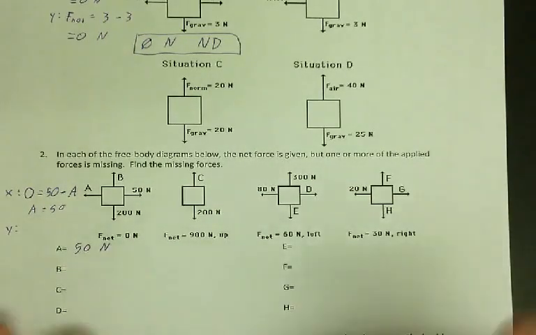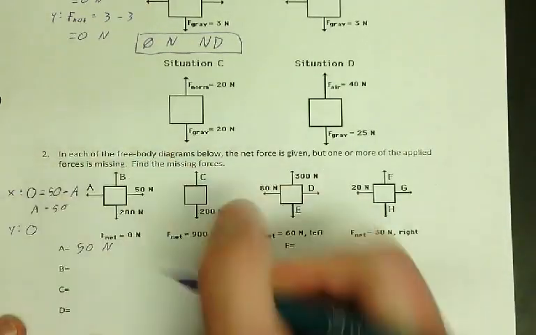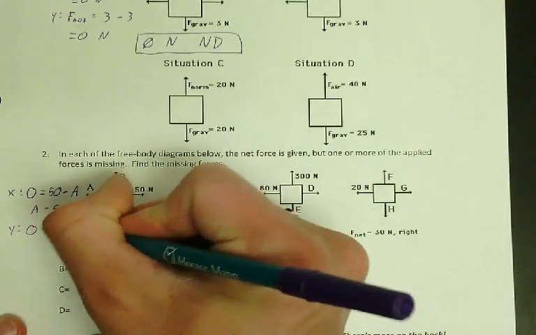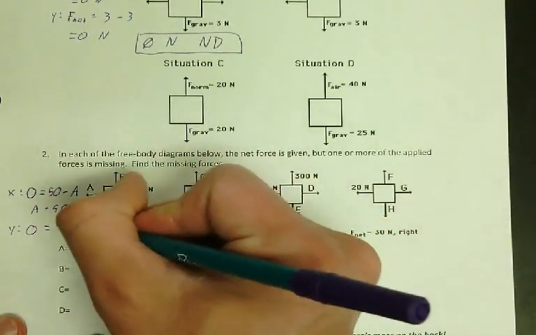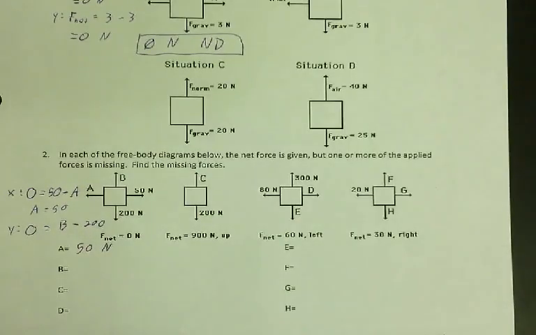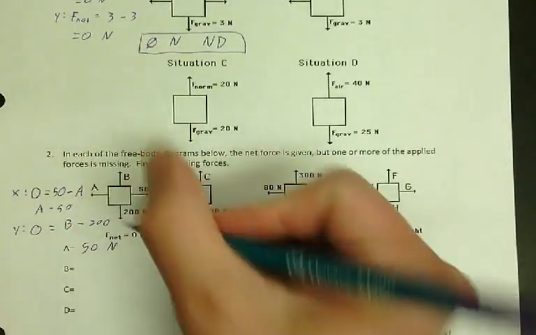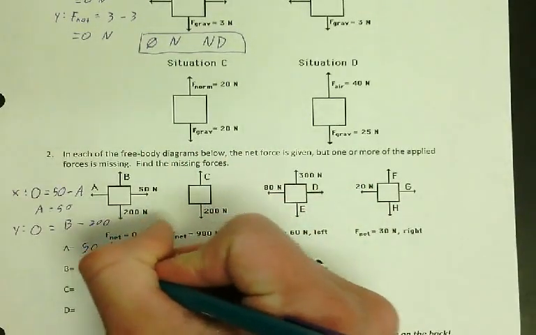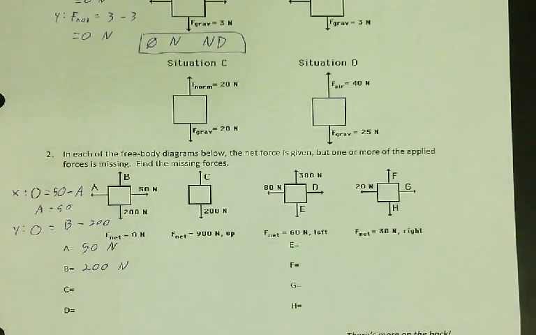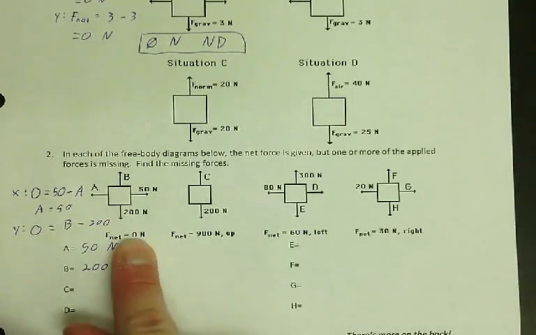Okay, Y direction, same thing. 0 is the net force, equals up, which is B, minus the down, which is 200. Add the 200 over, you get B is 200 newtons. And these should make sense because we're doing balanced forces because there's no net force.